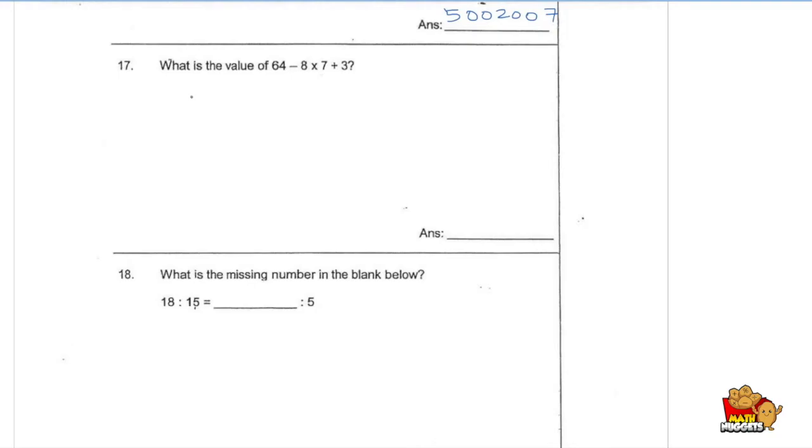What is the value of 64 minus 8 times 7 plus 3? So order of operations, we need to do the multiply first. So 64 minus 56 plus 3. Then I have to do the subtract first, because subtraction and addition we will do from left to right. So this will give me 8 plus 3, 11.